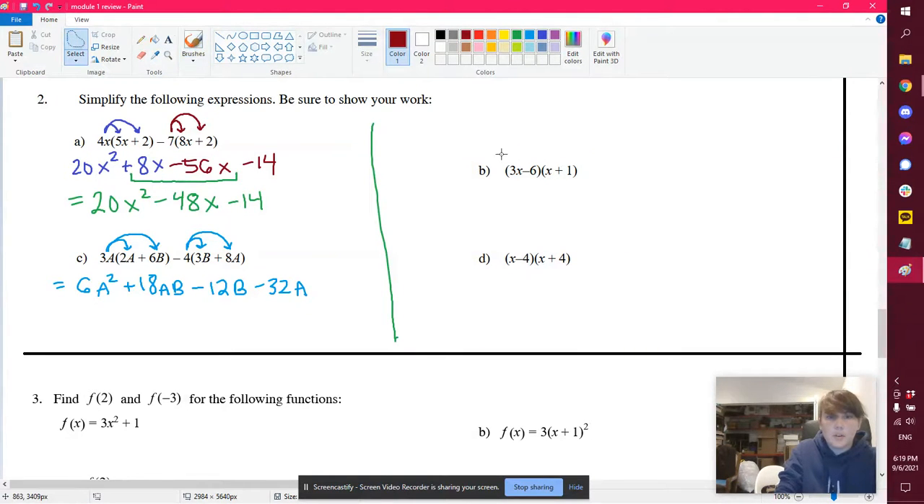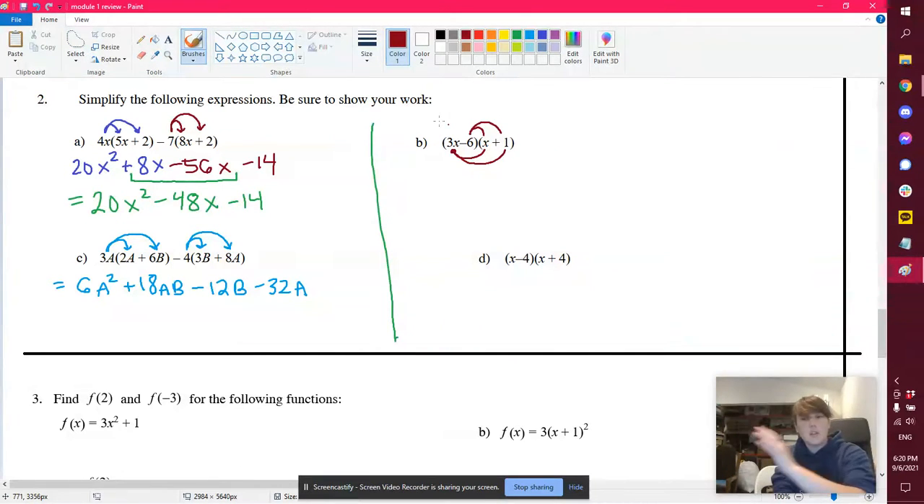Okay, for binomial multiplication, it's kind of double distribution. We're saying instead of just distributing the 6 to both of these back terms, we're also distributing the 3x to both of the back terms. So you do the first times the last set of parentheses and the second thing by the last set of parentheses. So 3x times x is 3x squared.